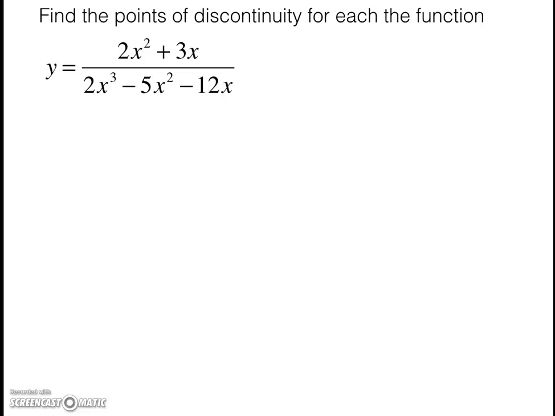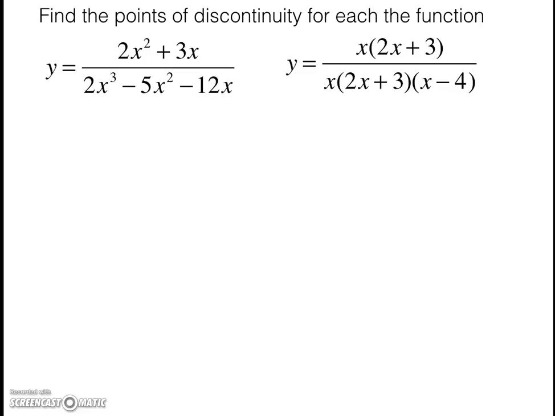Next, 2x squared plus 3x over 2x cubed minus 5x squared minus 12x. We're going to start in a very similar fashion. Factor and cancel out. This graph is going to have two holes at two separate locations because two of the factors canceled out. So we have a hole at x equals 0 and x equals -1.5. And the asymptote is going to be at x equals 4 because that was the only factor that didn't cancel out of the function.